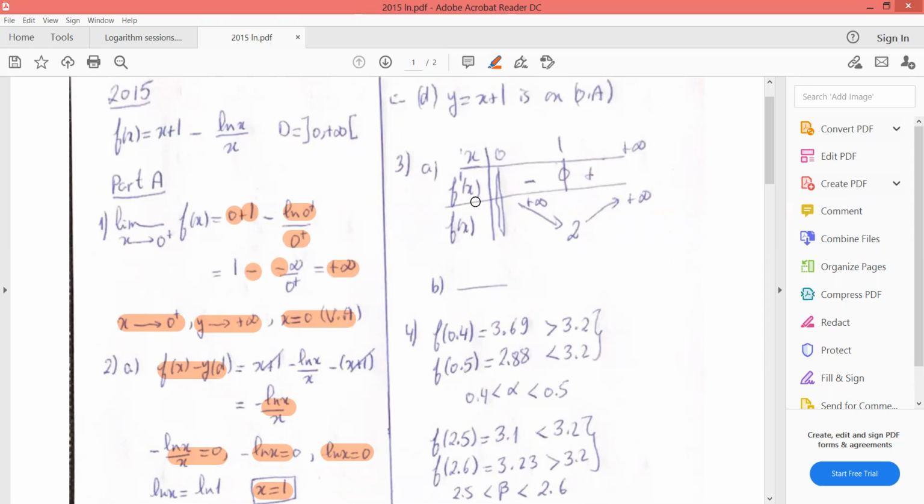At 0 we found the limit is plus infinity, so we put plus infinity. At plus infinity we have calculated that it is plus infinity. At 1 it is 2. We found f of 1 is equal to 2.